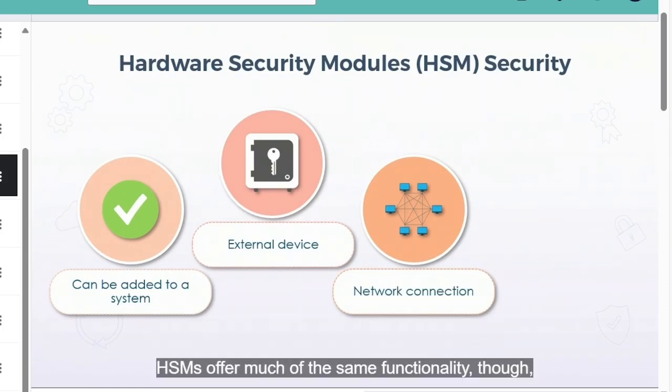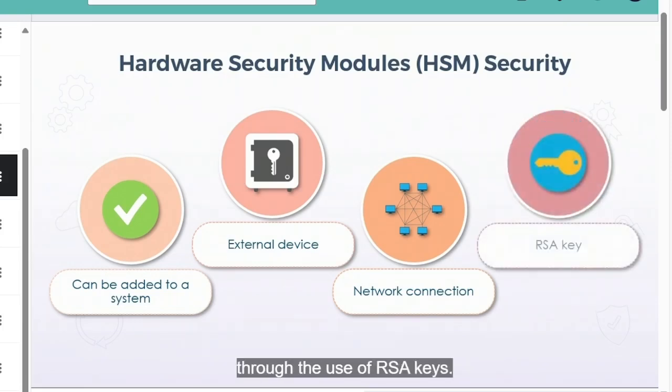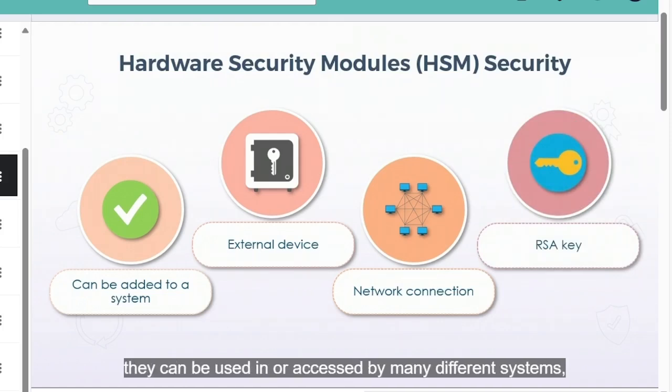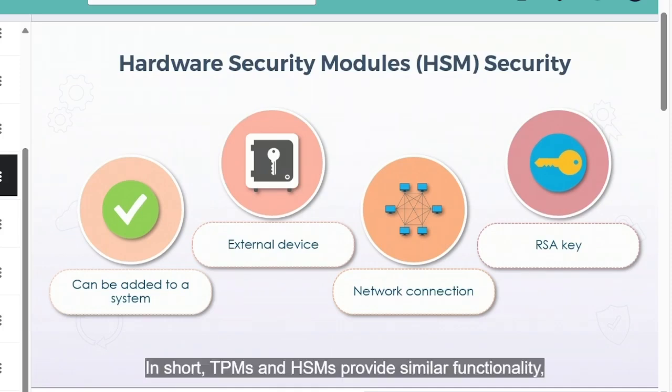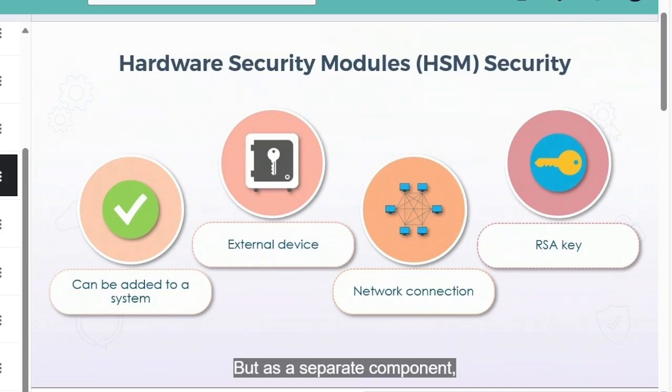HSMs offer much of the same functionality though by providing secure encryption capabilities through the use of RSA keys, but since they are external or at least removable, they can be used in or accessed by many different systems, and may therefore offer a wider variety of services depending on the operating system being used to access the HSM itself. In short, TPMs and HSMs provide similar functionality, but HSMs can be used with any system, whereas a TPM is an integrated component. But as a separate component, HSMs must also be purchased separately, so there would be an additional cost.